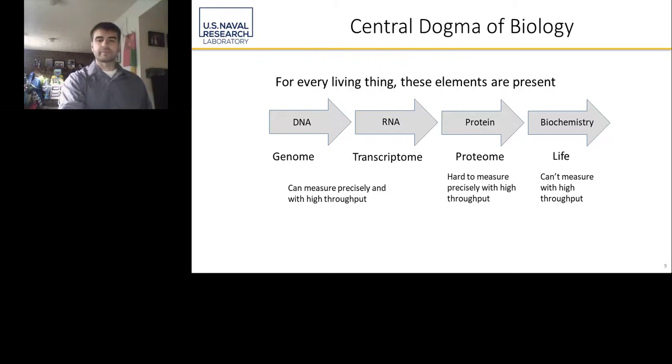And some of these things, like the genome and the transcriptome, we can actually measure very precisely with a very high throughput and with relatively few biases, although there are still some biases there. However, things like the proteome are a lot harder to measure to really get a good idea of what's going on with every protein in the organism. And biochemistry, it's really not possible at all to study that in a very high throughput way. So we're focusing on the metagenome, or the genome and the transcriptome of these organisms.